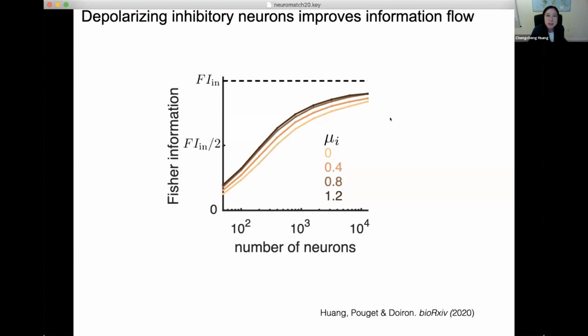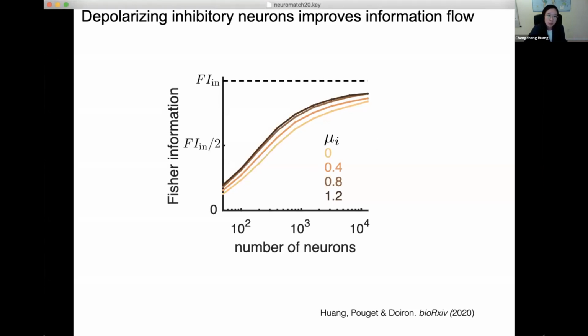Okay. Then next, one may say that this modulation in information seems very small in percentage. So what if we propagate the information across multiple layers? So here is just a result of a 2-layer network.